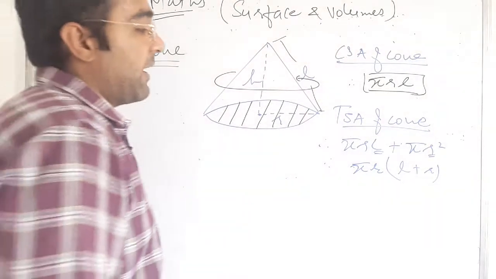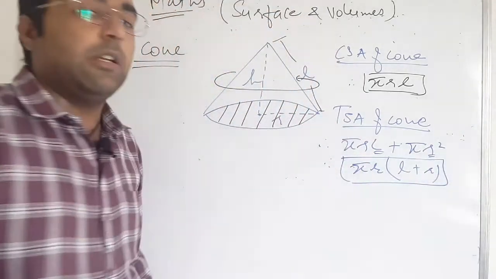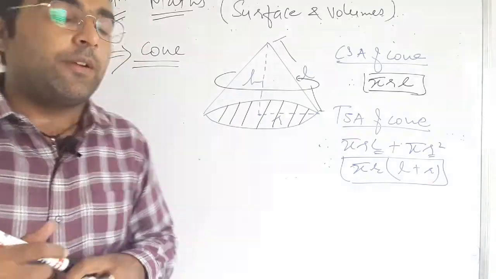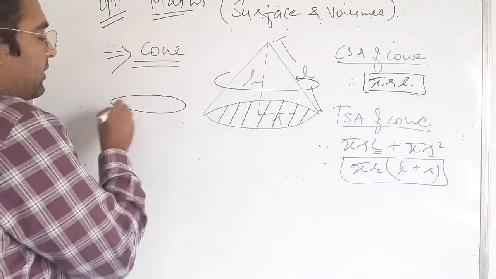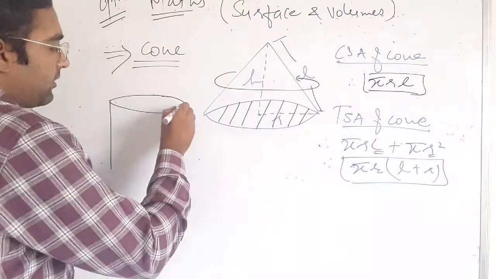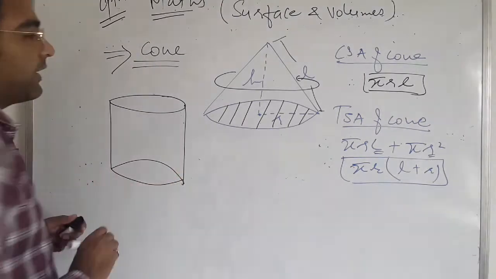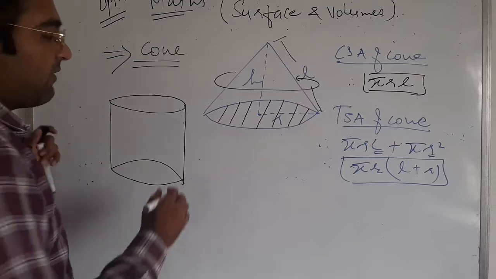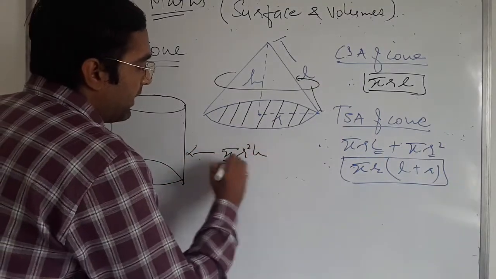Okay, so my formula is pi r l plus r for the total surface area of the cone. Now, the volume should be connected to the cylinder. What is my volume of the cylinder? My volume of cylinder is pi r square h.